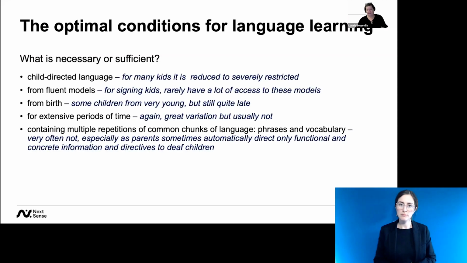For many of the signing kids, certainly the ones we see at school, they don't get language directed to them, or it's very restricted or reduced. They often don't have a lot of access to fluent models. The fact that you're here on this Zoom probably means you're already trying, but some parents don't learn to sign for whatever reason. Family dynamics just don't allow it. We often have kids who just can't communicate in their own family.